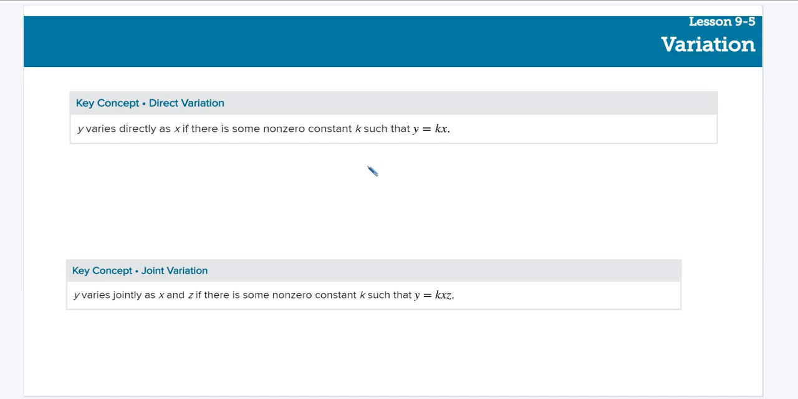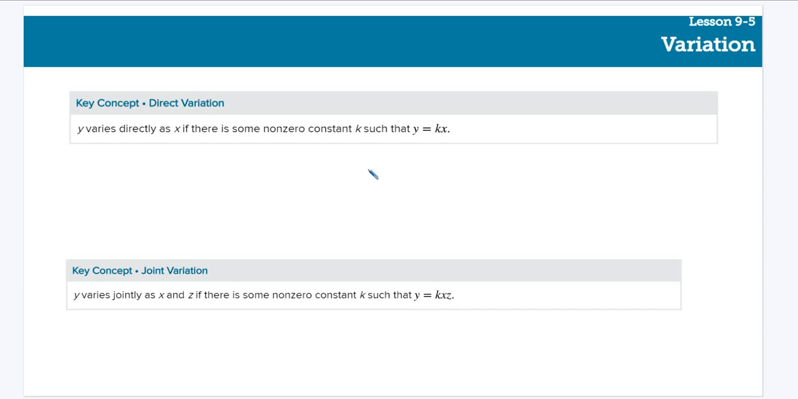Hello everyone. Today we are going to do lesson 9-5, variations. As you remember, in the rational functions unit we talked about how to graph rational functions and how to find their features, like domain, range, intercepts, asymptotes, and behaviors, all those kinds of things. Today we are going to do more variation. It's a little bit different lesson this time, but still somehow related to rational functions.